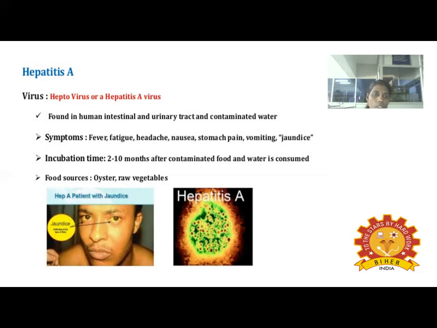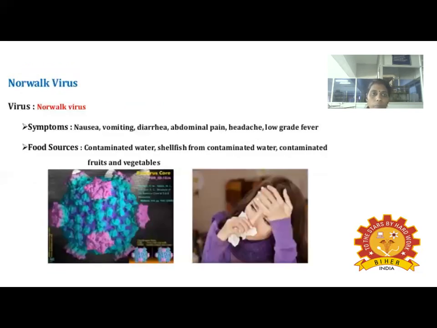Now you can see in the slides a hepatitis A patient with jaundice. You can see their eyes, which look yellow. This is another image of the hepatitis A virus, hepatovirus.